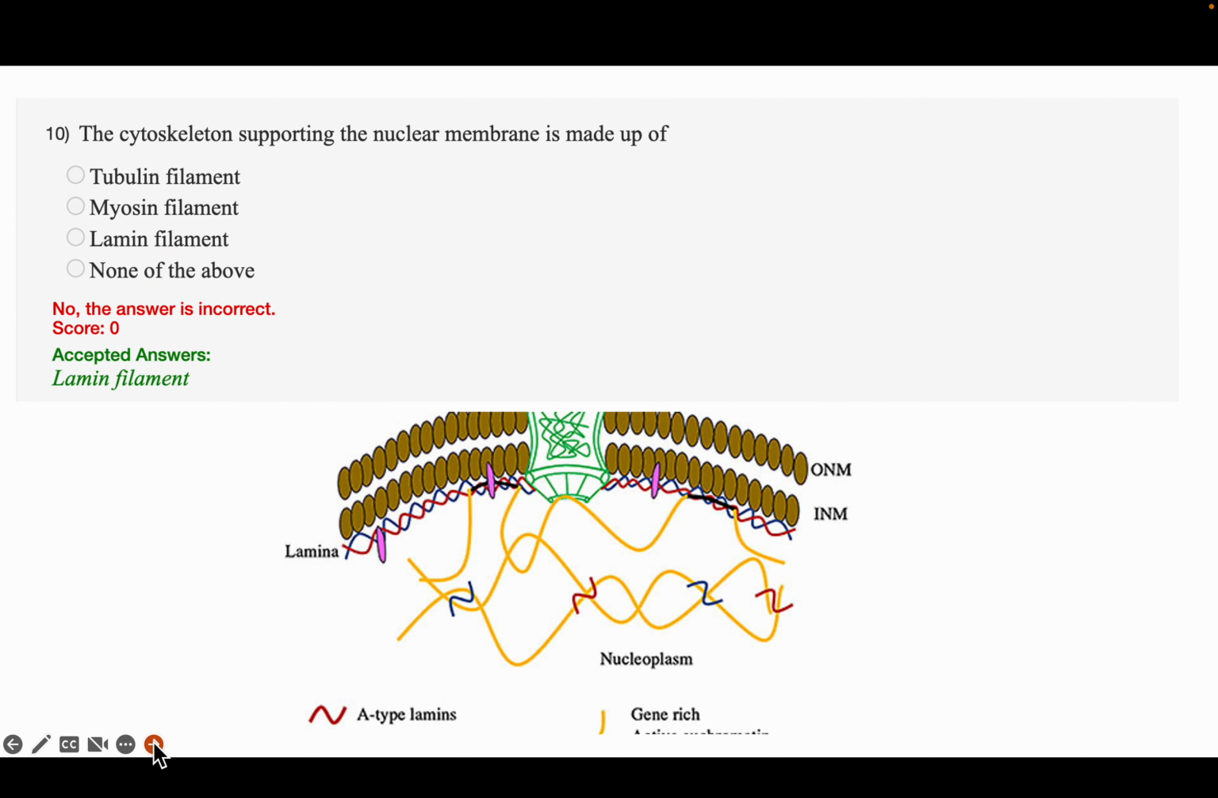The next question is: the cytoskeleton supporting the nuclear membrane is made up of tubulin filament, myosin filament, lamin filament, or none of the above? The cytoskeleton which supports just underneath the nuclear membrane is called lamin filament. So the answer will be lamin filament. In this picture you can see the red colored proteins are lamins, which are basically supporting the nuclear membrane.